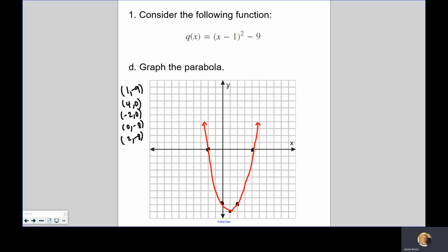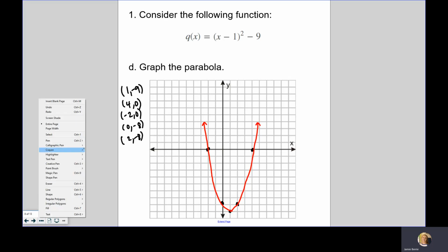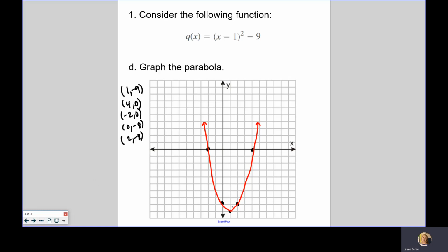Something really cool about parabolas is that they're symmetric. They're symmetric across this line in the middle. Let's see if I can draw it here. It's the vertical line that runs through the vertex. And this line has a special name. It's called the axis of symmetry. So you can see it's perfectly symmetric across that line.